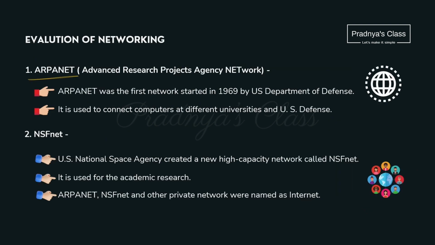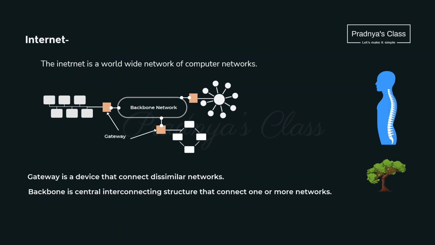Remember, the first network is ARPANET. The full form is Advanced Research Project Agency Network. It was started in 1969 by the US Department of Defense. Let's discuss the internet. Internet means interconnected network. It is a network of networks.